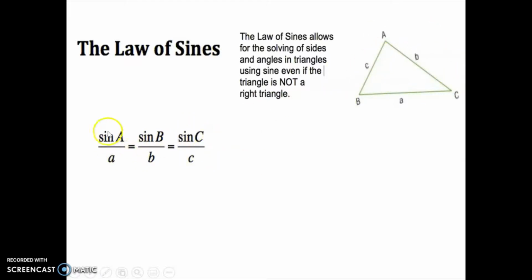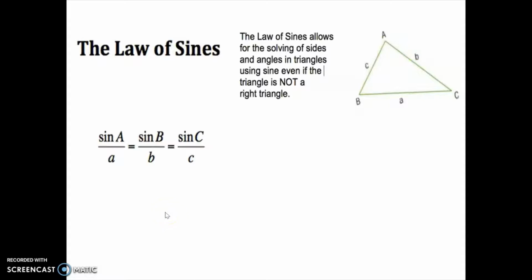So before, we looked at it just as two parts, but now you can say sine A over a equals sine B over b equals that. The relationship works across all three. Basically, you say sine of some angle over the side across from it is equal to sine of another angle over the side across from that. So that idea of going across the triangle is important here.